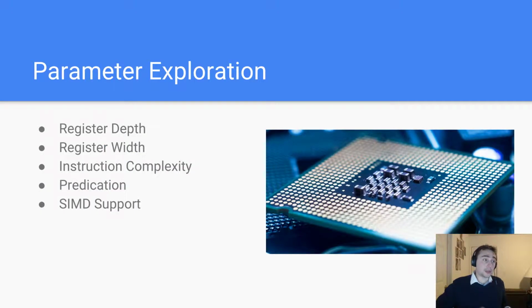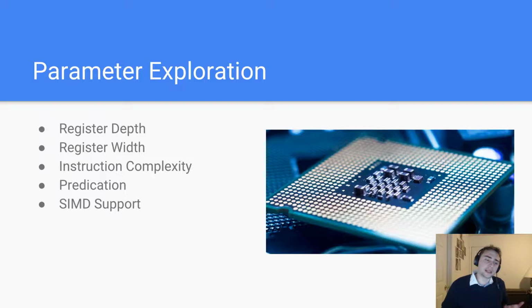So there's register depth, which basically says how many registers we have that are associated with a specific ISA. We have register width, so what are the size of the registers? Do we have 8-bit registers, 16-bit, 32-bit, 64-bit? Do we have really wide 128-bit registers? So that's what we mean by register width. We have instruction complexity, so do we have more CISC type instructions or more RISC type instructions?